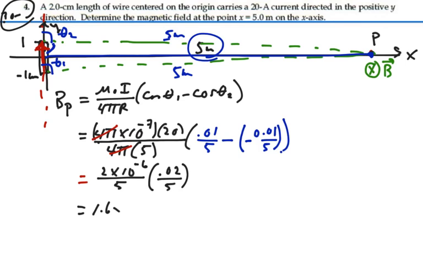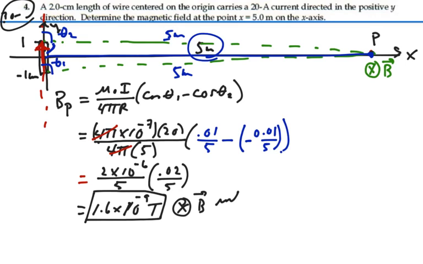1.6 times 10 to the minus 9 Tesla. And that would be into the page. We could say it's 1.6 nanotesla if we wish. 1.6 nanotesla into the page. So that's our answer.